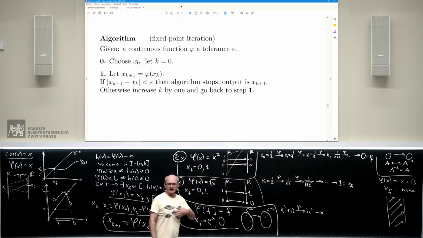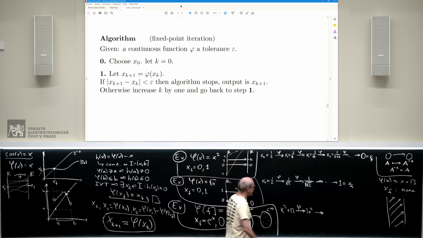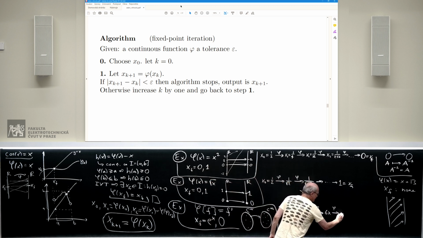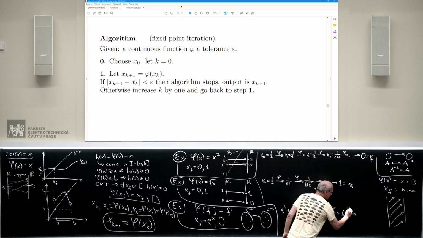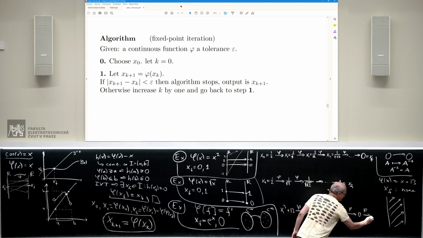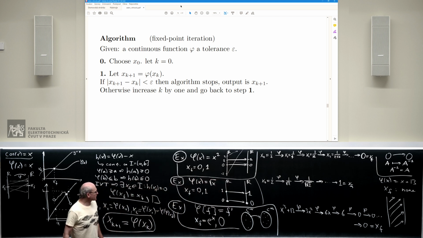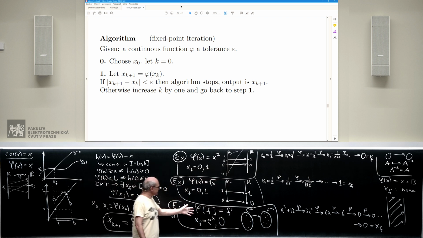I apply my mapping again. When I apply it, I get 6x. I apply it again, I get 6. I apply it again, I get 0. I apply it again, I get 0. And obviously this goes to 0, which is a fixed point of my mapping. It even worked for such a general situation.